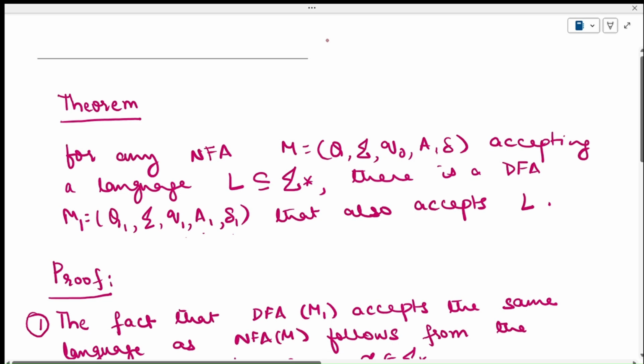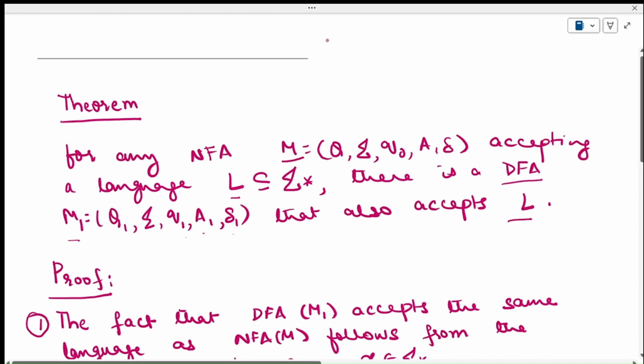Hello everyone, see this theorem. The theorem says that for any non-deterministic finite automata M, accepting a language L that is a subset of sigma star, there is a deterministic finite automata M1 that also accepts the language L. It means that we are looking for the equivalence of a non-deterministic finite automata with a deterministic finite automata.